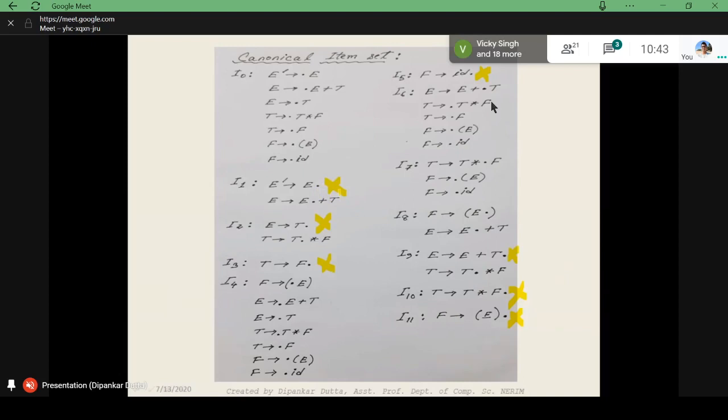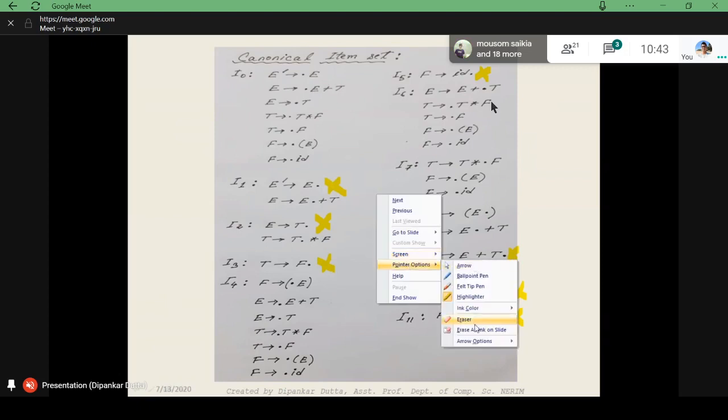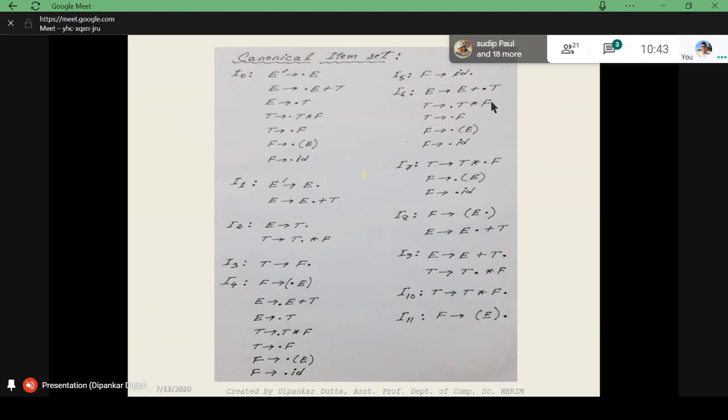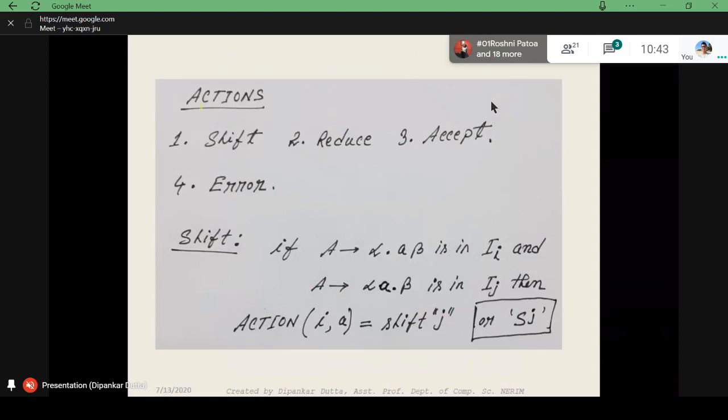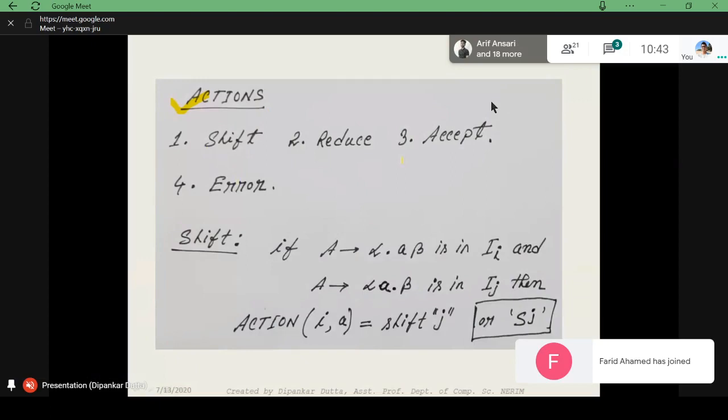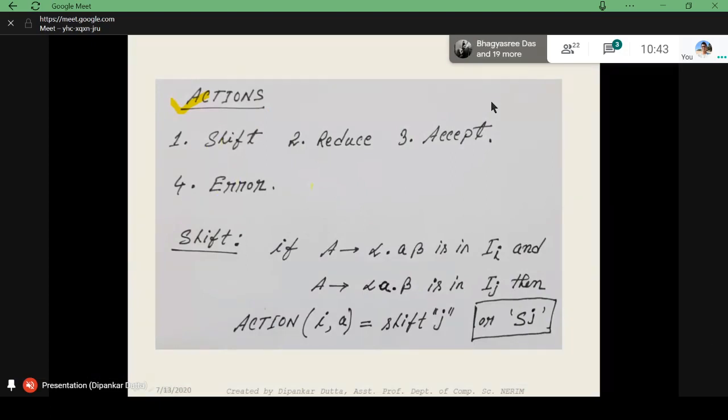Clear? So on the basis of these three categories of production, our next topic will start. The next topic is actions. Within the actions we have four different actions: shift, reduce, accept, and error.